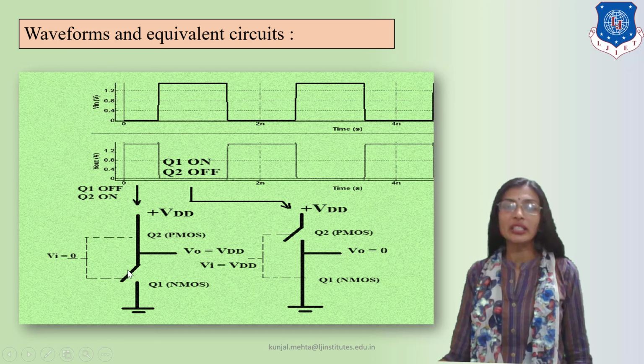So these two equivalent circuits clearly explain that when input is 0, output is 1. When input is 1, then output is 0. So these are the waveforms of the CMOS inverter.